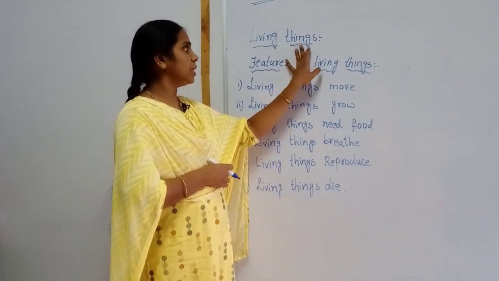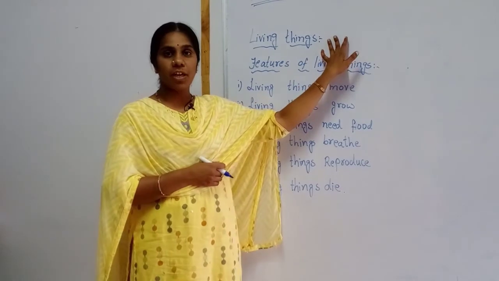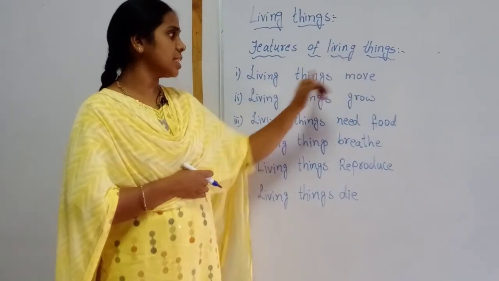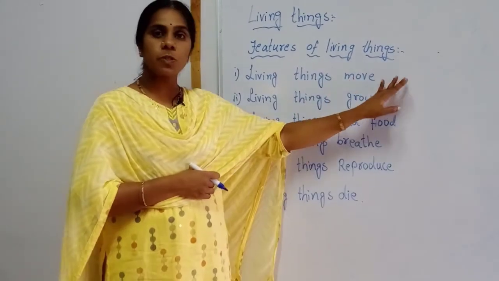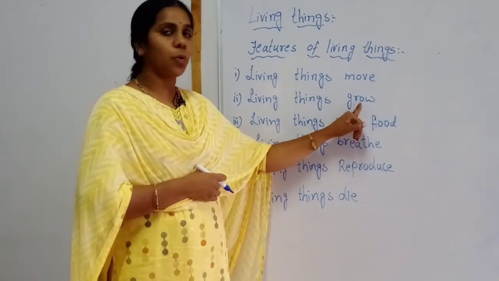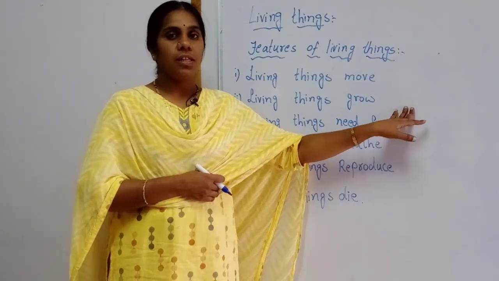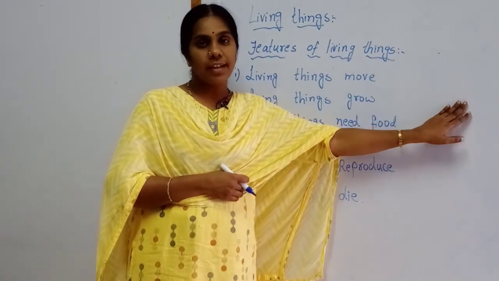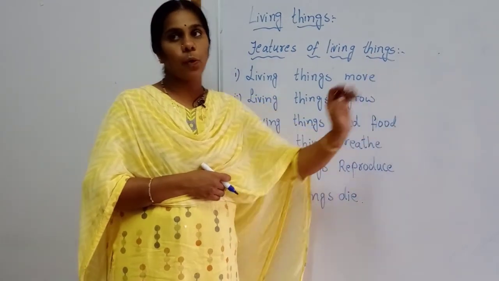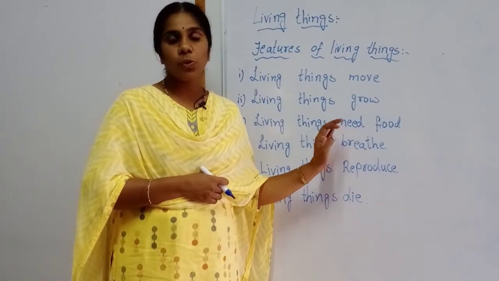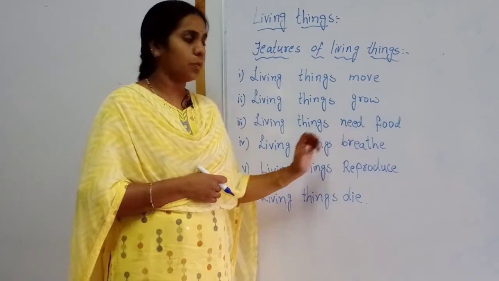Then let us summarize about the living things. What do you mean by living things? The things which have life in them are called living things. What are the features of living things? Living things move. They move from one place to another. And living things grow, like the baby grows into a boy, grows into an adult, and the adult grows into an old man. Living things need food to live and to grow.